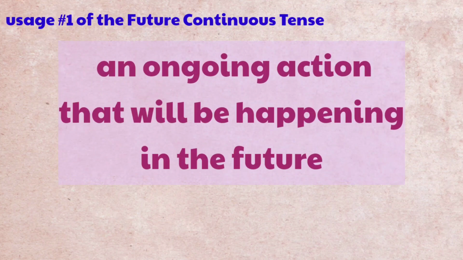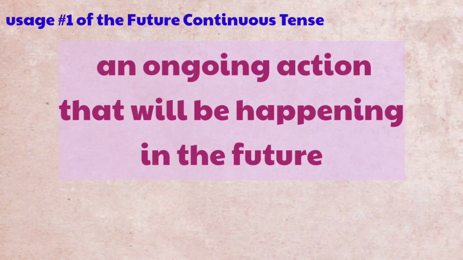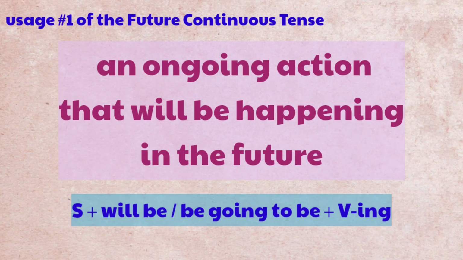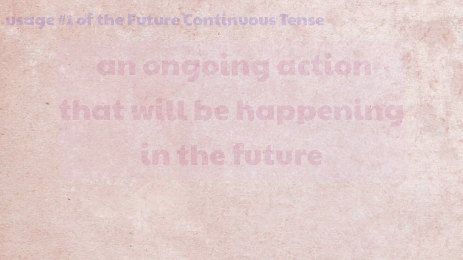One usage of future continuous tense is to talk about an ongoing action that will be happening in the future. Here, we can add when this action will be happening. We can use will be or be going to be, then verb ing. Let's take a look at the examples.